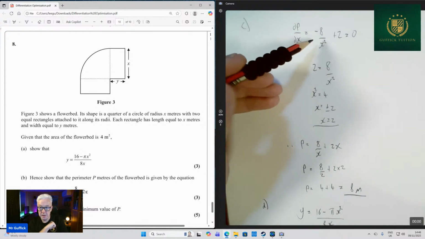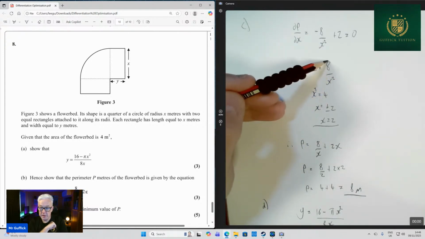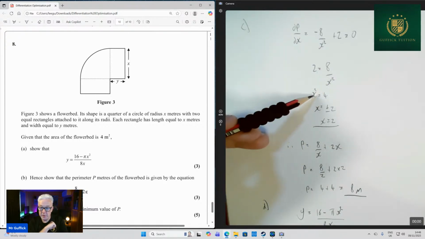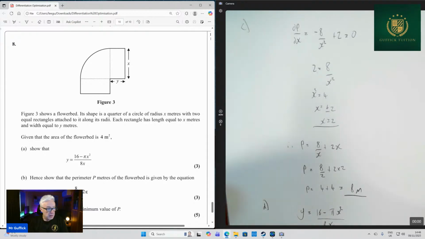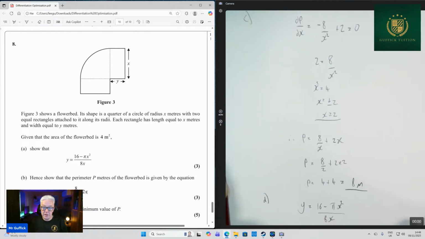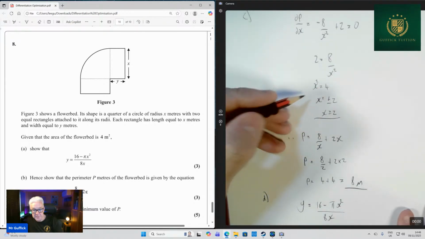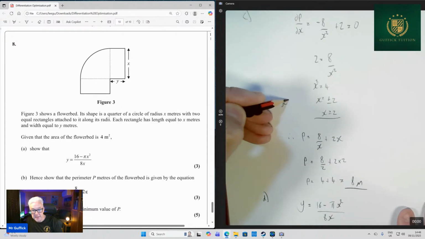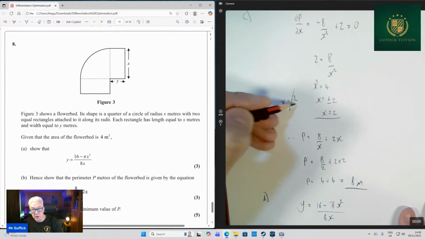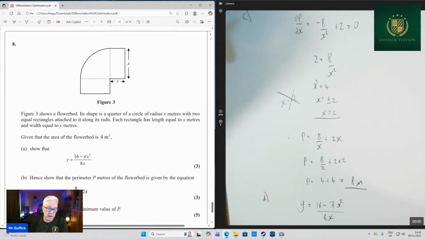So I've added the 8 over x squared over to this side, times by x squared, divided by 2 and square rooted. Now, the reason that I've got rid of the minus is because it makes no sense to have x is equal to minus 2 in the context of this question, because x is a length.